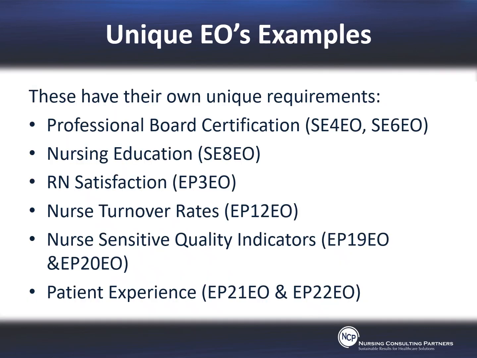Then we have the unique EO examples. They have their own requirements. Again, look in the Magnet manual for the specific requirements related to these: the certification, the BSN and higher, RN satisfaction, RN turnover rate, nurse-sensitive indicators. Those are the quality indicators, both ambulatory and inpatient, and the same for patient experience, ambulatory and inpatient. So again, these are unique EOs. They have their own formula.